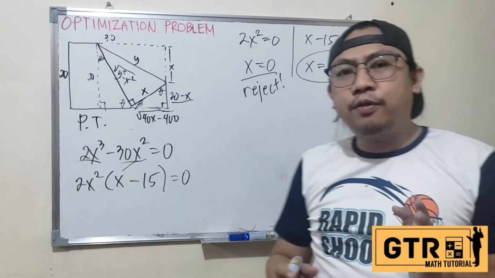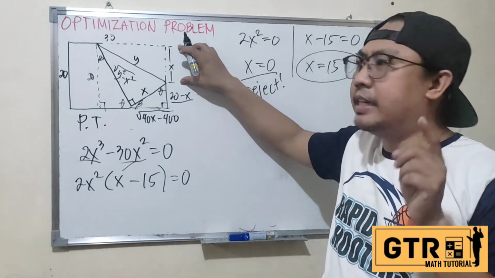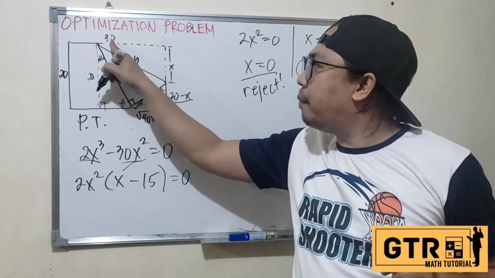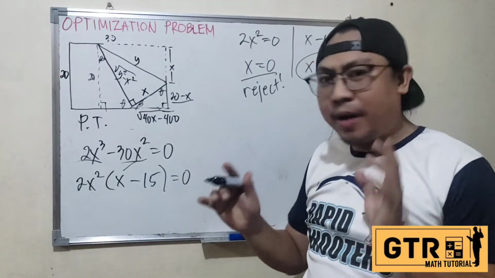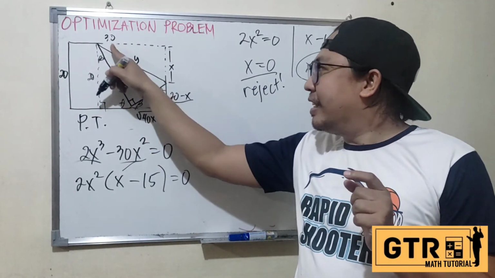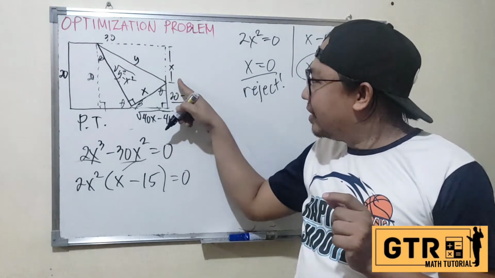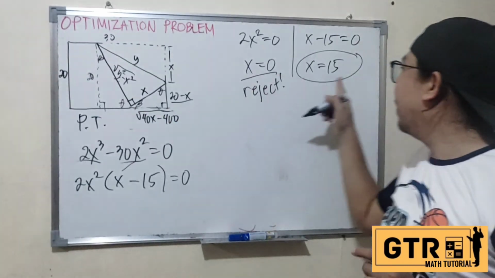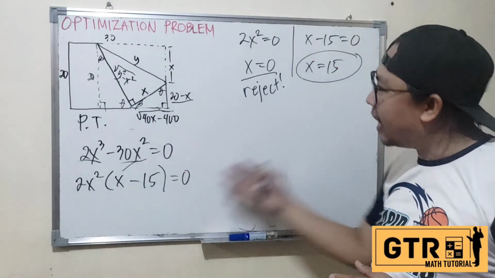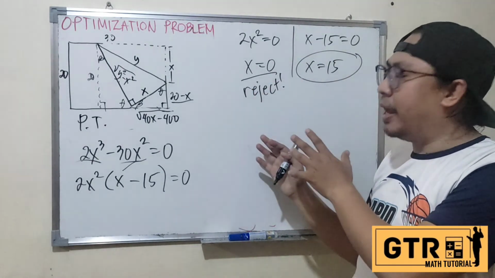Or a shortcut for this type of problem: the answer is just one half of this 30. Once you see this problem again, one half of this side 30, the value of x is one half of 30, which is 15. So that is the shortcut, and this is how to solve this optimization problem.